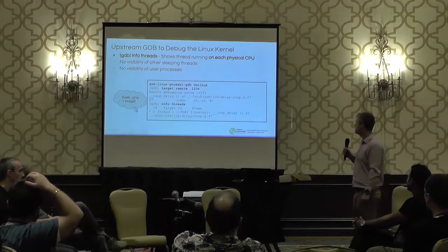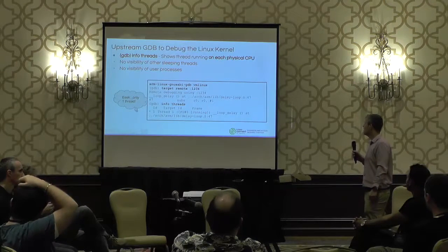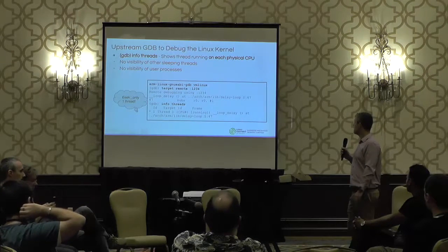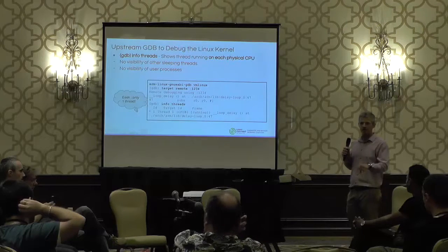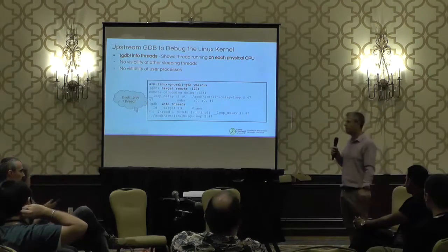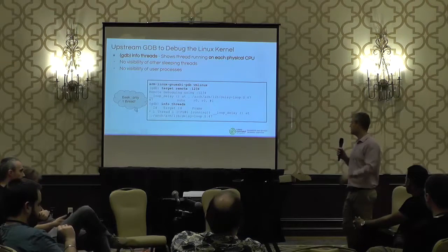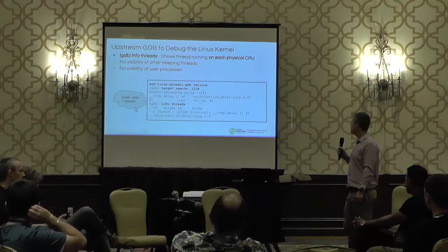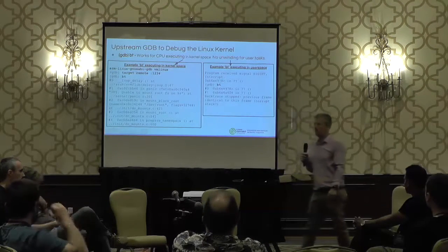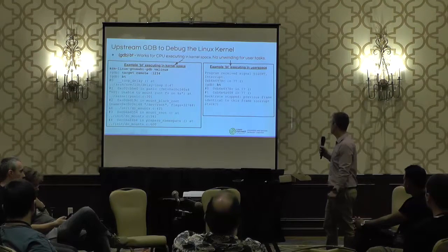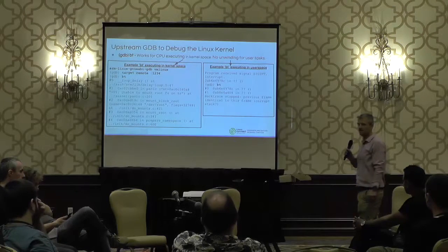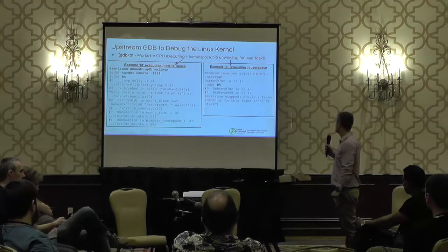There's no visibility of the other sleeping threads in the system, and no visibility of the user processes. If you backtrace, if you happen to have halted the kernel whilst you are in the kernel, you'll be able to backtrace that CPU back to the kernel user boundary. But if you happen to hit it whilst it was in user space, you'll just get what the example trace on the right-hand side shows, where it's not understanding the virtual addresses.